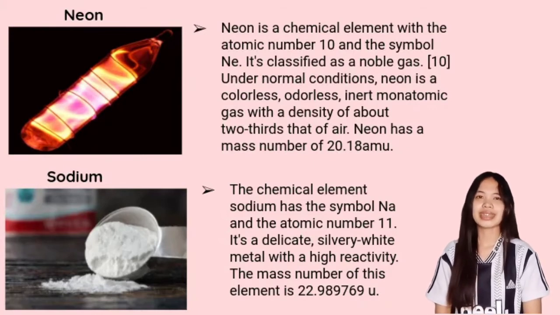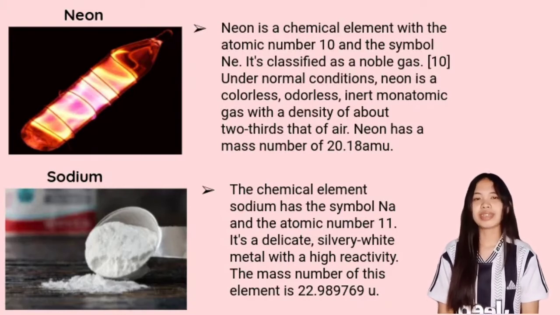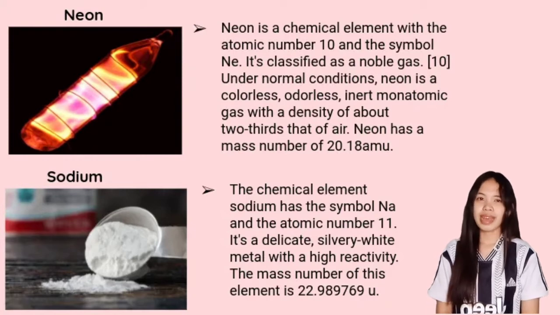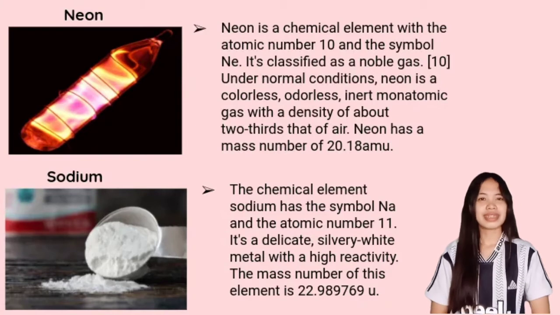Neon. Neon is a chemical element with the atomic number 10 and the symbol is Ne. It is classified as a noble gas. Under normal conditions, neon is a colorless, odorless, and inert monatomic gas with a density of about two-thirds of air. Neon has a mass number of 20.18 AMU.